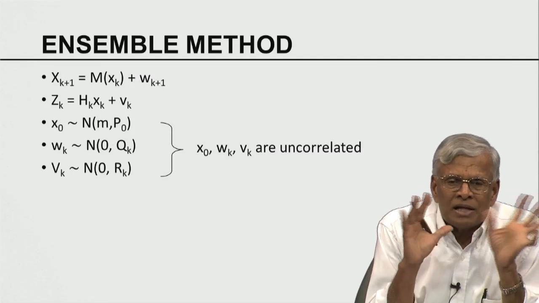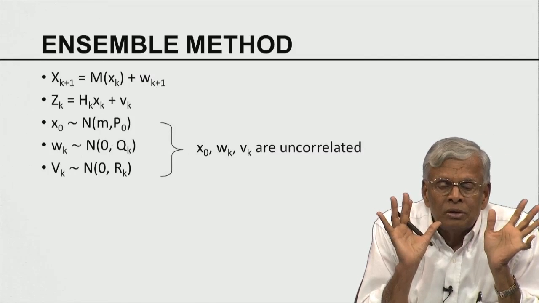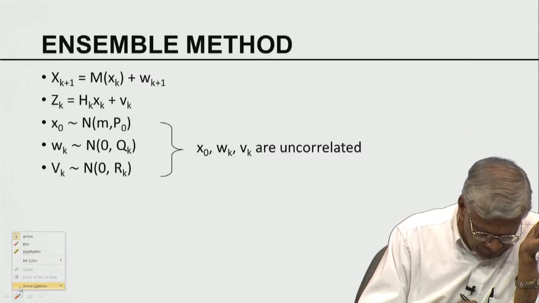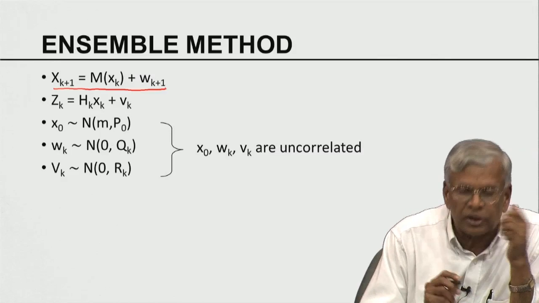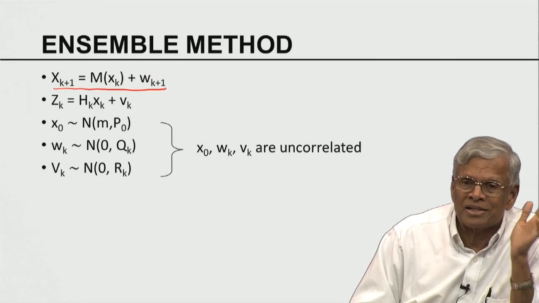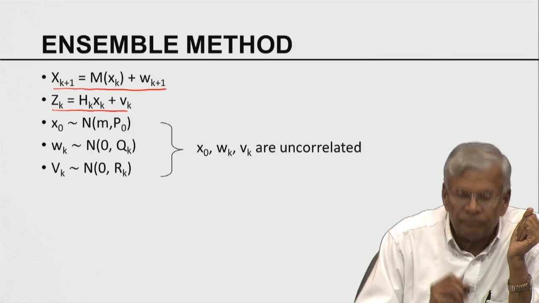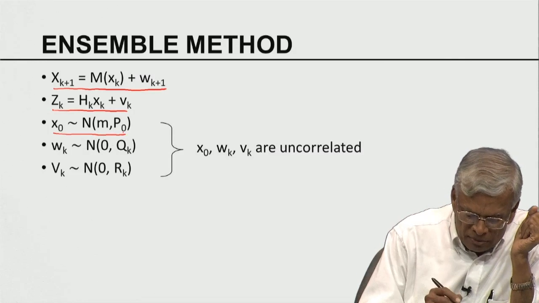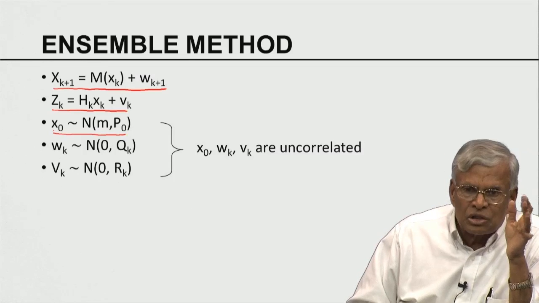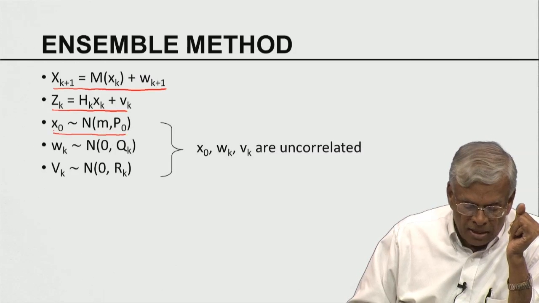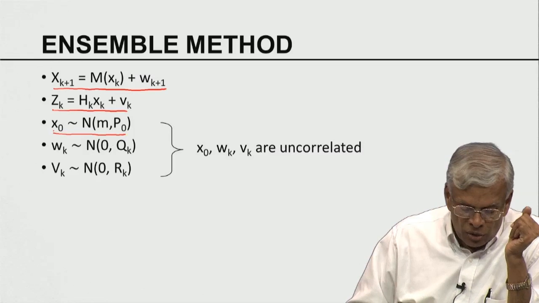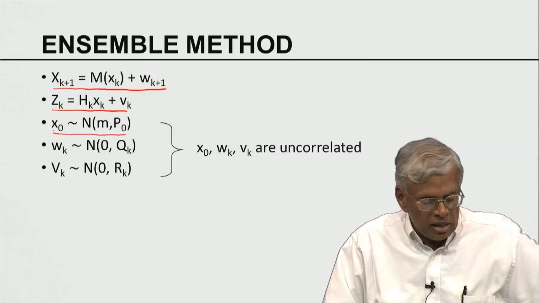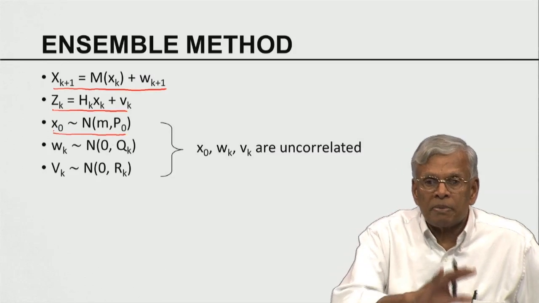Now, with these two pieces, this is all you need in principle to be able to do an ensemble method. So, let us assume I have a stochastic model. That means I have a model code, somebody has developed the model code. I have an observation. X naught has the standard one: X naught is normally distributed with mean m and covariance P naught. Wk is mean 0 and covariance Qk, and Vk is mean 0 and covariance Rk. We also assume X naught, Wk and Vk are uncorrelated.